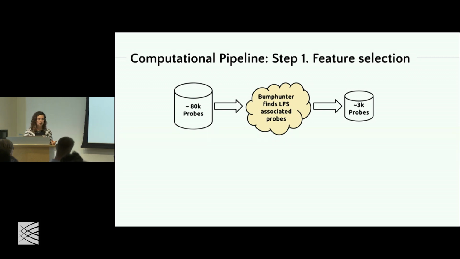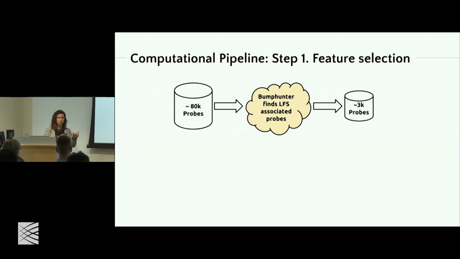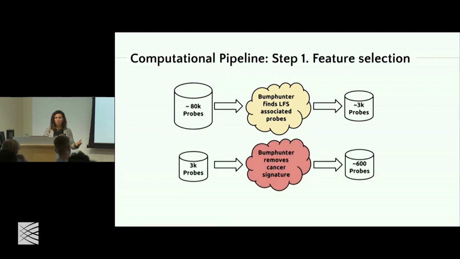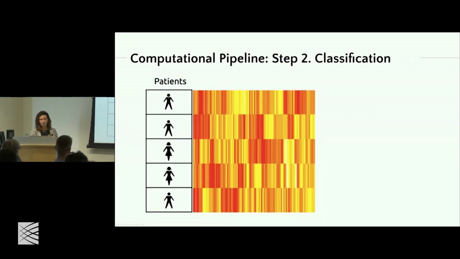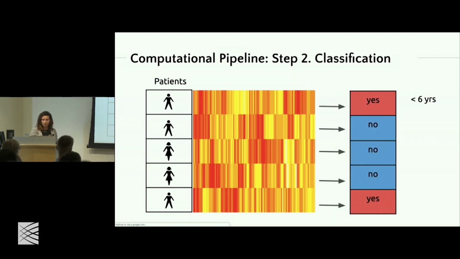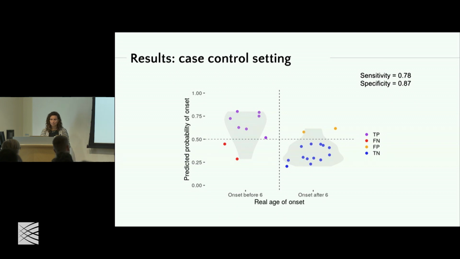First we did pretty rigorous feature selection because we have a relatively small sample size. We first found all the regions that are specific to the LFS patients, so TP53 carriers versus not. Then, of those regions, we removed the ones associated with cancer. These are people with a TP53 mutation, but some of them have cancer already and some don't, so we had to remove those regions because we want predisposition. Then we built a classification algorithm, in this case random forest, to predict from the methylation profiles whether patients are likely to have cancer before the age of 6. It turned out that the method performs fairly well.